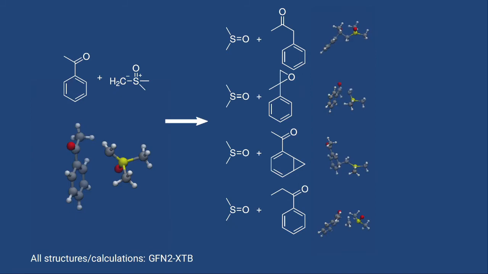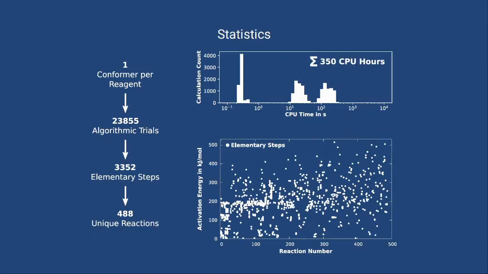Running this procedure for the Johnson-Corey-Chaykovsky reaction, even with a computationally inexpensive semi-empirical method, shows that our imagined reactions are all found. The vibrational modes with imaginary frequencies for the transition states of all 4 of them are shown here. But let's dive a bit deeper into the numbers of our little experiment.